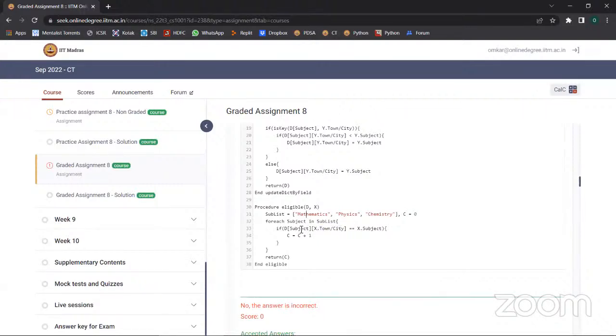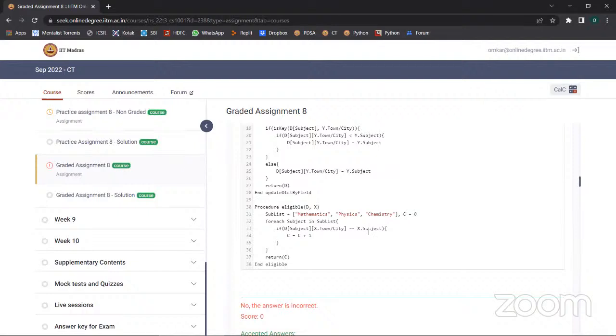And subject is anyway maths, physics, and chemistry. You are checking for all three. And for that particular student's city, we are checking whether that subject is equal or not. Because what is X dot subject? It will give you the marks. And these are also marks coming from the dictionary. Okay, sir. So C, when does it get incremented? So it gets incremented when that particular student gets the highest marks for that subject in that city. Okay, correct. That is when C gets incremented.